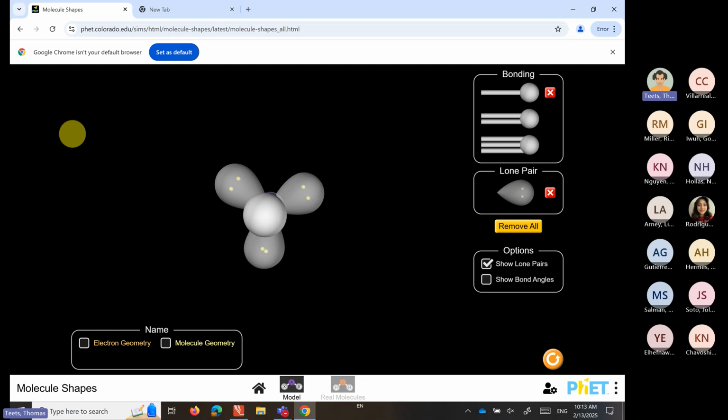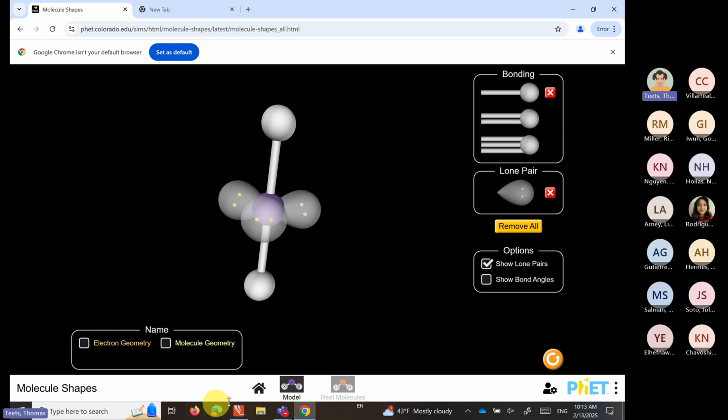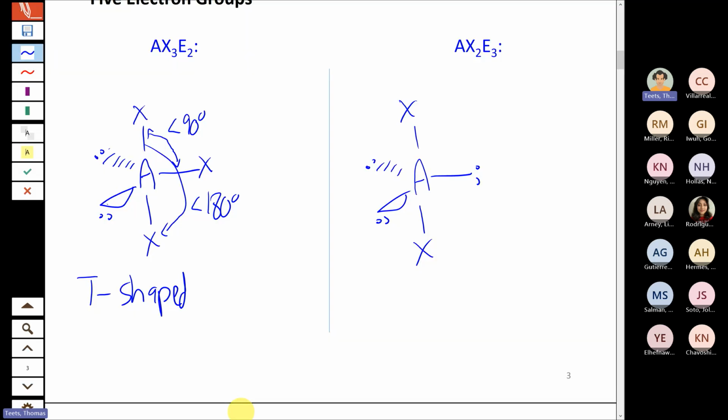We had AX2 was linear. Now we have AX2E3 is linear again because the 3 lone pairs are all in those equatorial positions, and they don't compress the bond angles at all because you're getting basically the 3 lone pairs pushing up equally in all directions. So that effect sort of cancels out, and you don't have any compression of the bond angle.